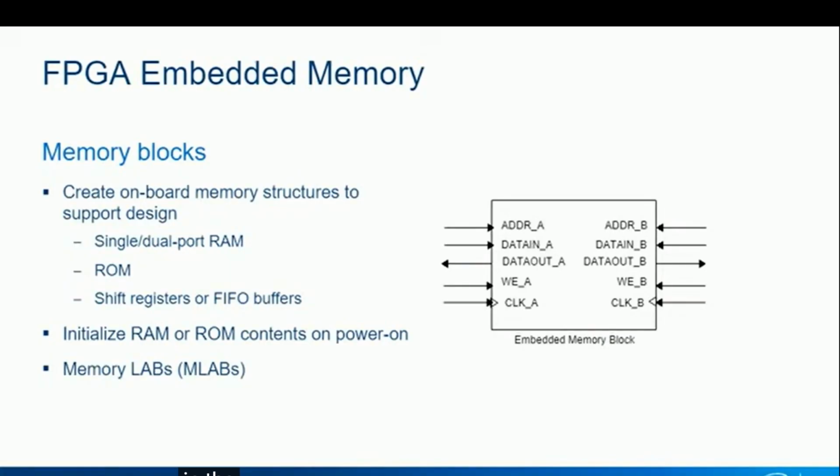Memory blocks are dedicated blocks that can be configured into different types of memory devices. FPGA memory blocks can be constructed into single or dual port RAM or programmed ROMs. They can also be used as shift registers or FIFO buffers in place of lab logic. Since FPGA memory blocks are programmed just like other structures in the device, they can be initialized with any memory content desired at power-up. This is extremely useful for design debugging since any memory pattern can be initialized and tested.